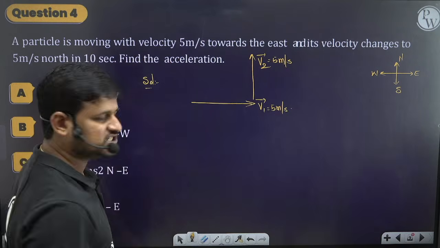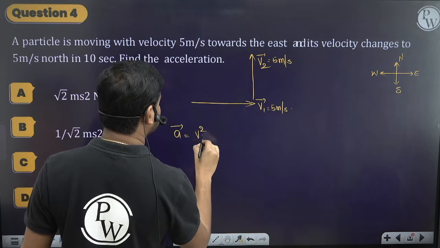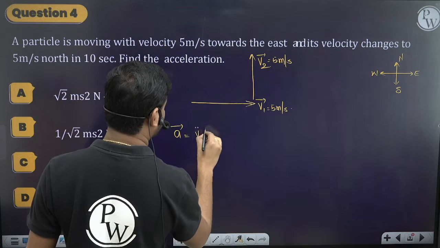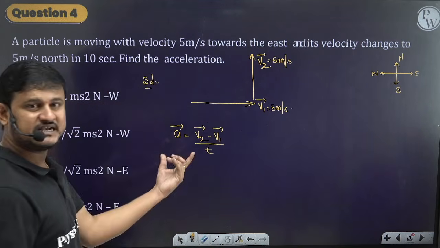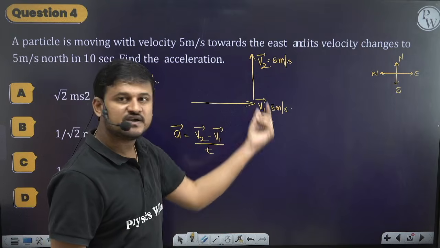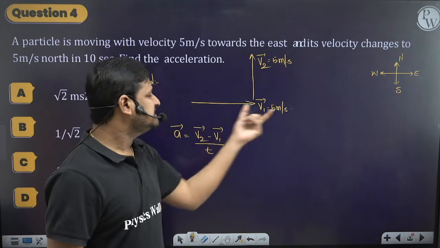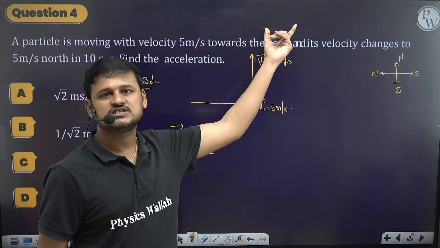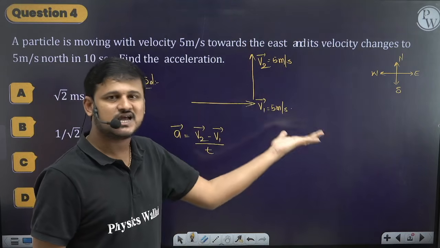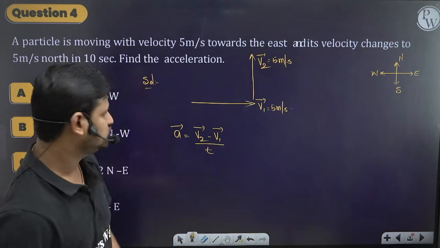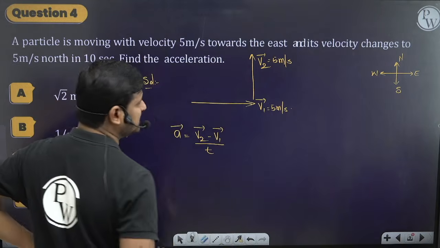Find the acceleration. So what's the acceleration? We know that the acceleration is V2 minus V1 by the time taken, so the change in velocity by the time taken. Sir, this is 5, we'll simply subtract, 5 minus 5, 0. But this is in the east direction, this is in the north direction. You can't just directly subtract the magnitudes because there is a direction for the vector, right? So now, how do you find the vector V2 minus V1?